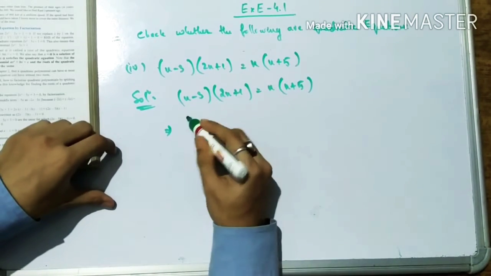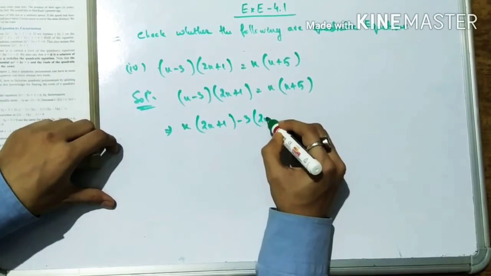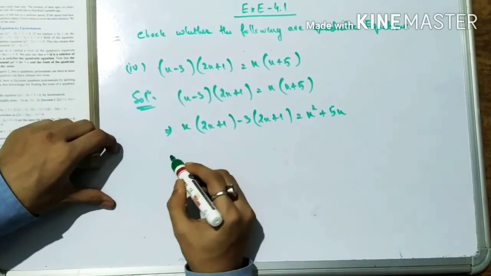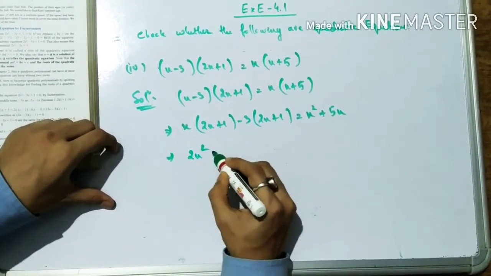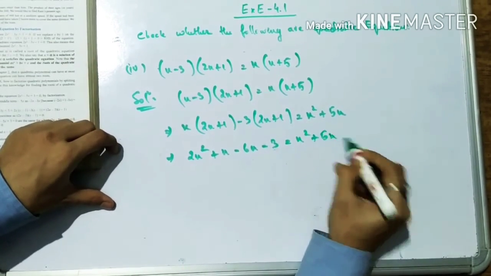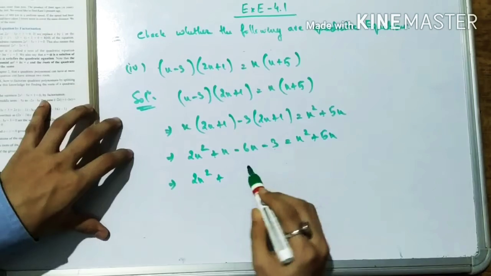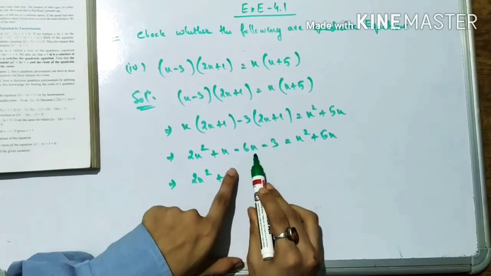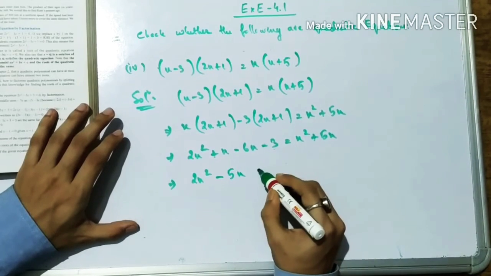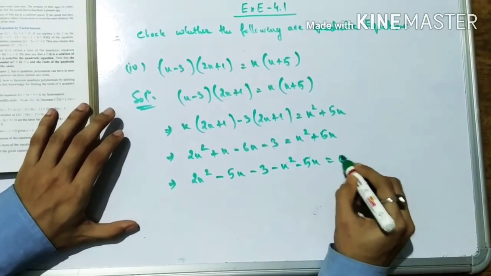Left hand side I will multiply. If I multiply it, x(2x plus 1) minus 3(2x plus 1) is equal to x square plus 5x on the right side. If I multiply it, I will get 2x square plus x minus 6x minus 3 is equal to x square plus 5x. So everything, let us bring it to the left hand side. I will get 2x square minus 5x minus 3 minus x square minus 5x is equal to 0.